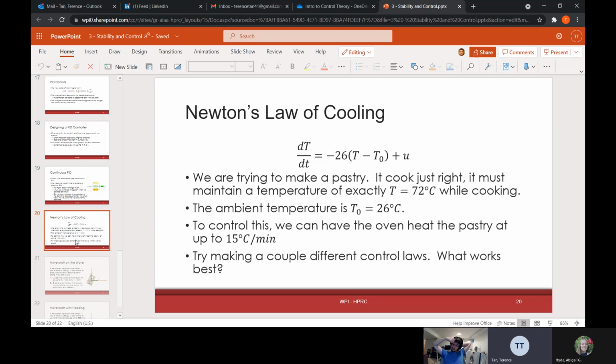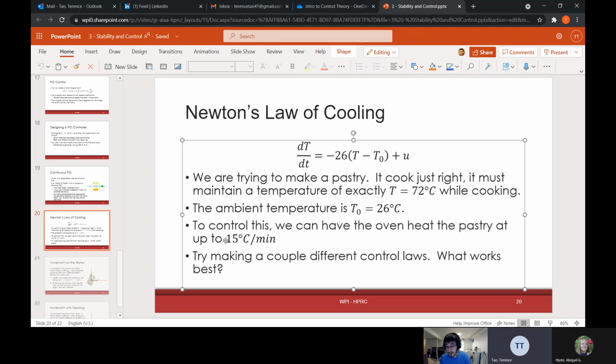This 15 degrees Celsius per minute, for our bang-bang control, would be either plus 15 or minus 15. No, minus would just be off, so no heat. Yes, in this case the oven can't cool anything, so in the case of bang-bang control, we can only have 0 or positive 15. Those are the only two values we're allowed to use.